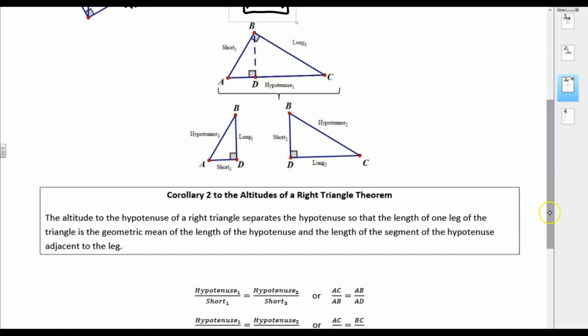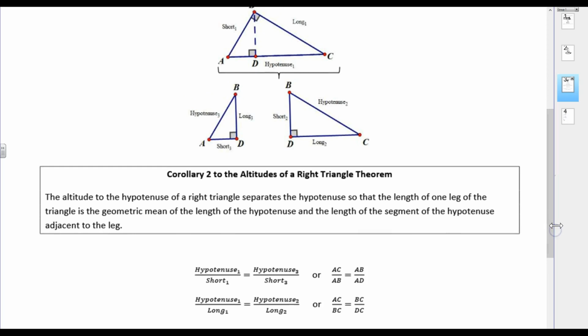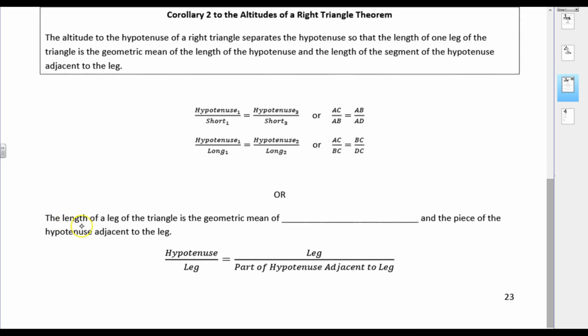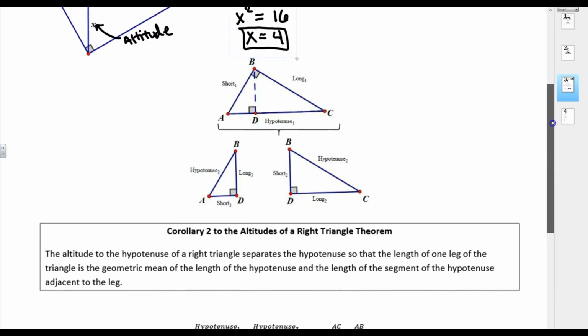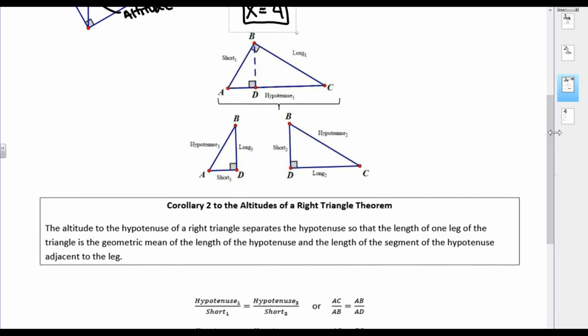There's another corollary to the right triangle theorem, and it states that basically the length of the leg of a triangle is the geometric mean of the whole hypotenuse and the piece of the hypotenuse adjacent to the leg. So what does that mean? So now we're looking at legs of the triangle, and let's just look at one at a time.